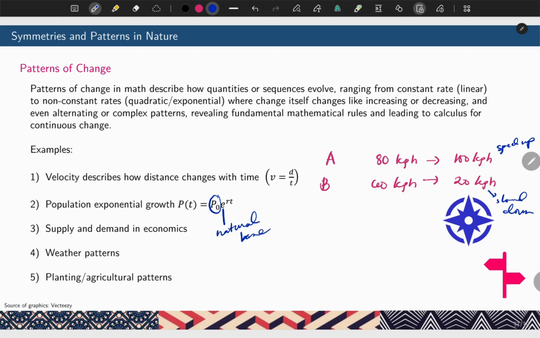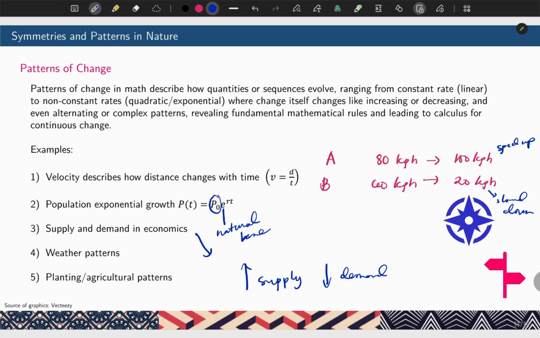Third, supply and demand in economics. You know the pattern of supply and demand. If the supply is high, the demand would go low. Similarly, if there is a scarcity such that the supply is low, the demand will be high. Fourth, weather patterns. And fifth, last but not the least, planting and agricultural patterns.